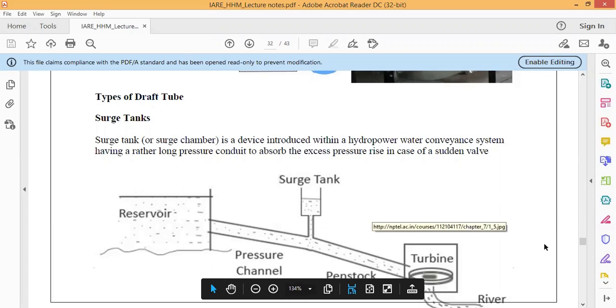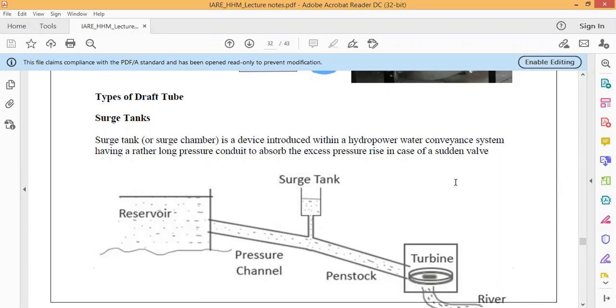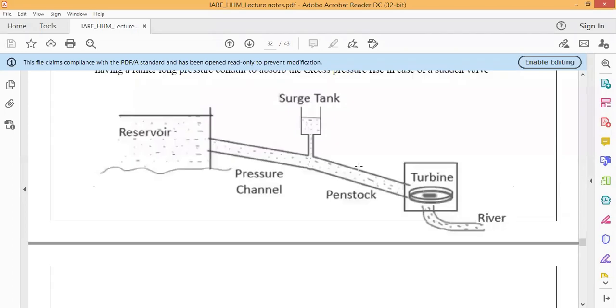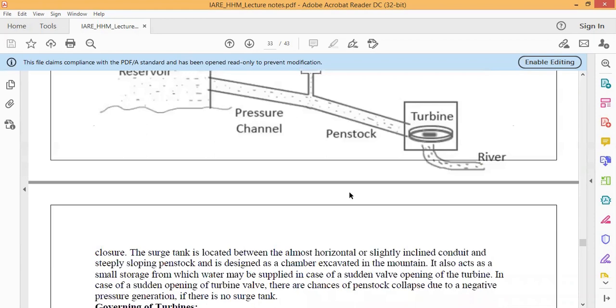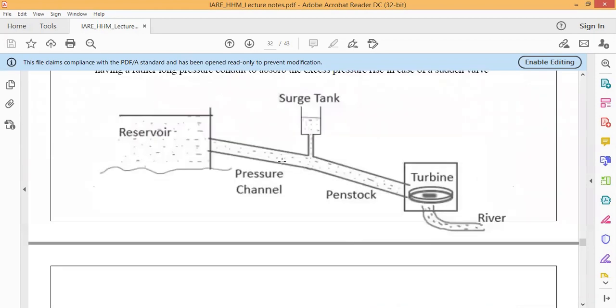It is a device introduced within hydropower water conveyance systems having a rather long pressure conduit to absorb the excess pressure rise in case of sudden valve closure. So it will dissipate the energy coming from the reservoir, and the excess pressure will be reduced.